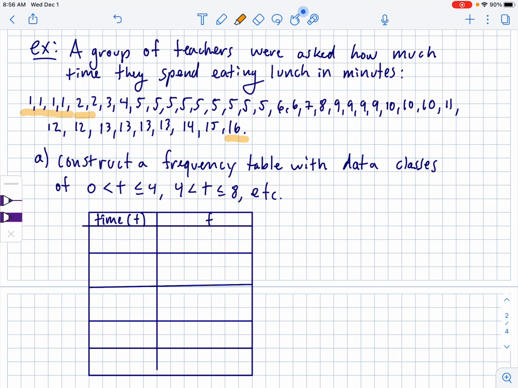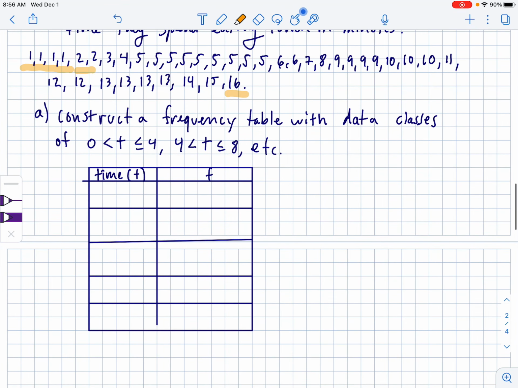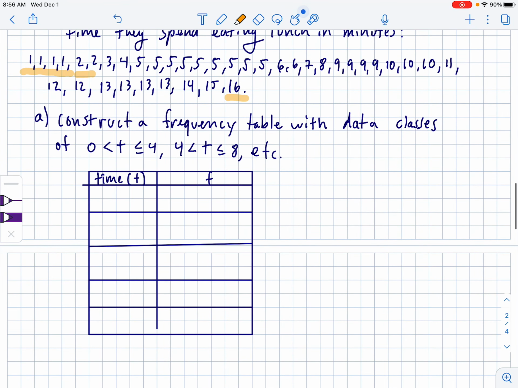Oh my gosh. First we're going to construct a frequency table with this data. Now, they're telling us in the directions that we're going to use classes. Classes means that the data is going to be split up into intervals.